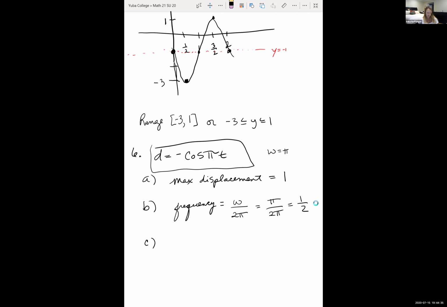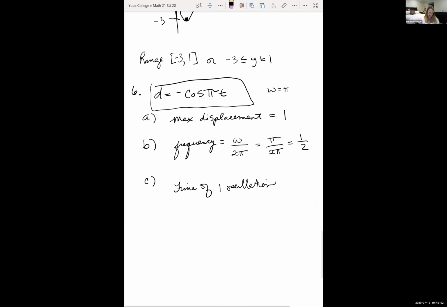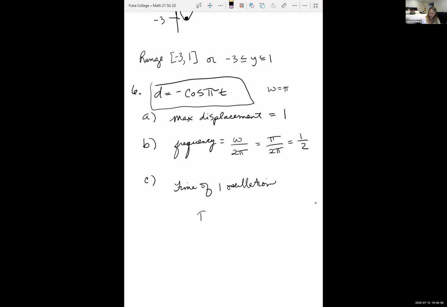So find the time for one oscillation. I would think that's the same thing as the frequency. Time of one oscillation. This is the period, which is 2 pi all over omega. So this is 2 pi all over omega, which is pi, which is equal to 2.